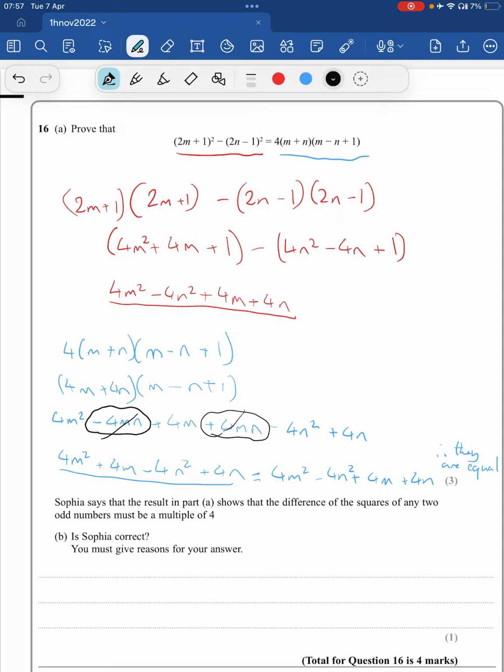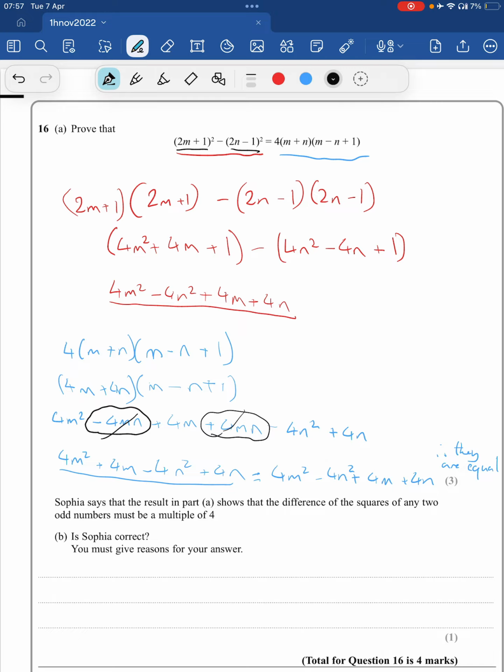For part B, Sophia looks at this question and it says this shows that the difference of the squares of any two odd numbers must be a multiple of 4. Well, let's just check what she's saying here. First thing, I need to show that I've got two odd numbers here. An odd number is just anything that is not an even number, so we often do it by adding or subtracting 1 from an even number, which is a number times by 2. So those are odd numbers.